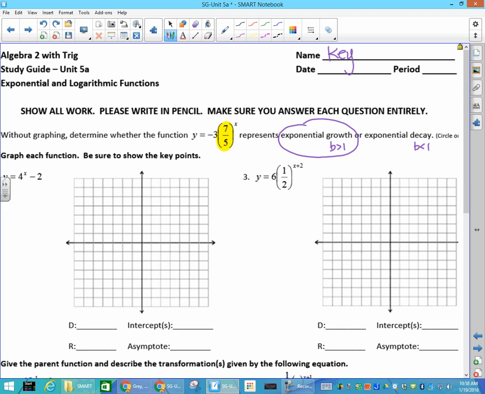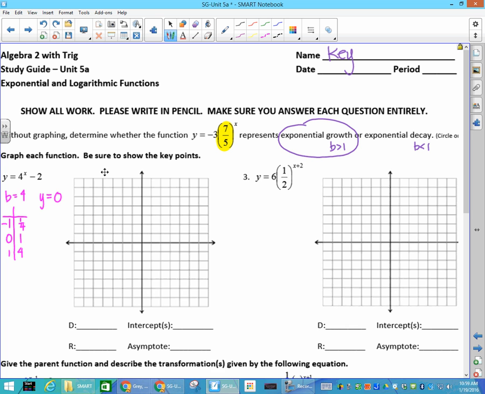Okay, second one, graph each function, be sure to show the key points. So when we did these problems, y equals 4 to the x minus 2, the first thing we did was we identified our b, which is 4, which means our parent function is y equals 4 to the x, and we had an asymptote of y equals 0 for every exponential function. Then we wrote down the key points of our parent function, which are negative 1, 0, 1, and then 1 over b, 1, and b.